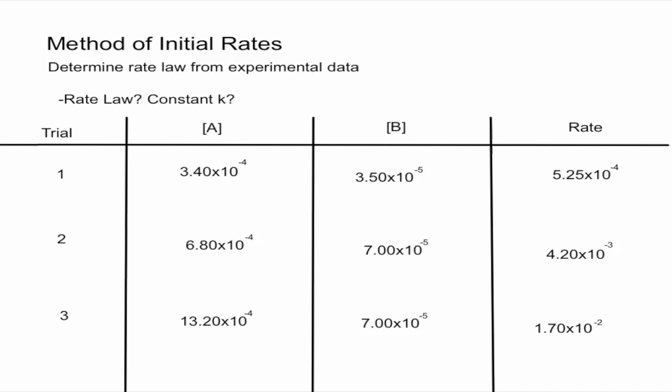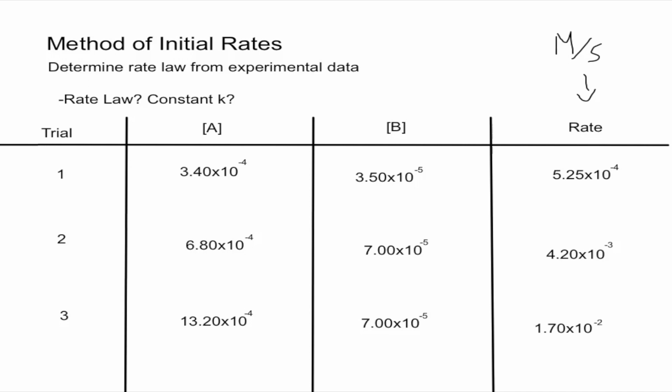So we have a table with the given data, and the question is, what is the rate law and what is the constant k? Let's first try to understand this data. An experiment was performed, and the experimenter used 3 different trials. In each trial, he wrote down the concentration of the reactant A, the concentration of the reactant B, and finally the rate that the reaction followed. This rate is in molar per second, and the concentrations A and B, of course, are in molar.